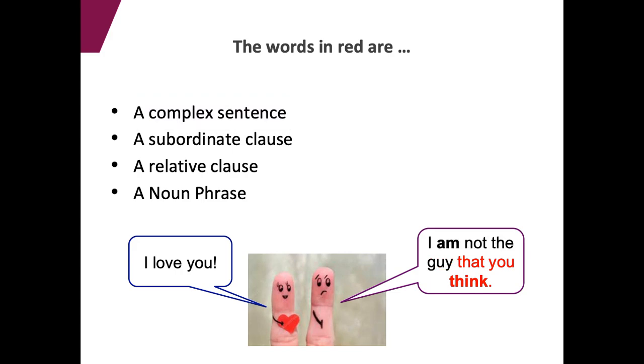Okay, now let's zoom on that you think. Again, take your time. What is that? Well, clearly it's not a complex sentence this time because it was the previous slide. So is it a subordinate clause, a relative clause, or a noun phrase? Okay. So clearly a noun phrase is not a possible answer because you have a verb. It's not organized around a noun. So subordinate and relative, well actually it's both, isn't it? Because relative is a subordinate. It is a subordinate clause because it completes the noun guy. Okay, it's the complement of the noun guy. I am not the guy that you think.